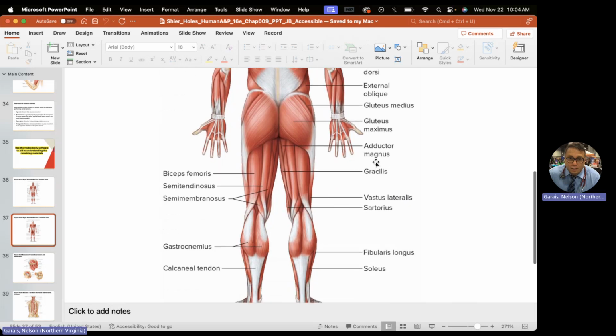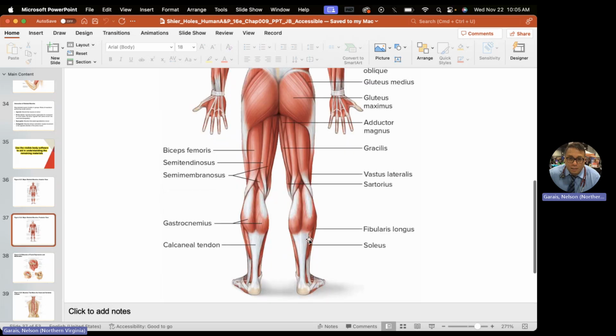Adductor magnus is a big muscle where? That's going to help you adduct. So that's got to be on the midline. Because if I want to pull my leg towards midline, where should the muscle be? It should be at midline. Biceps femoris, now biceps and triceps and quadriceps. Every time you see ceps, it means head. Pathologists and anatomists call the main part of the muscle a head or a body, or a belly.